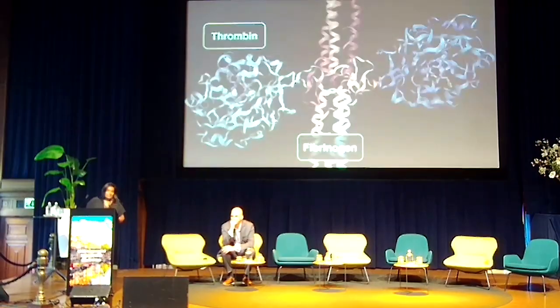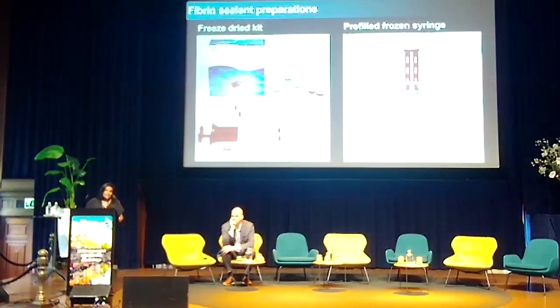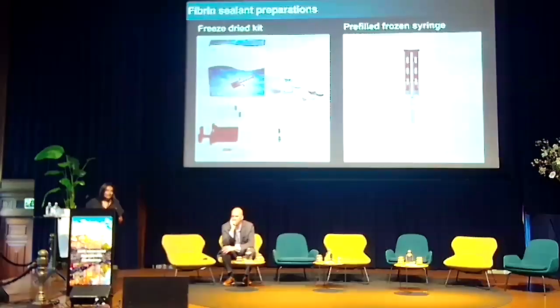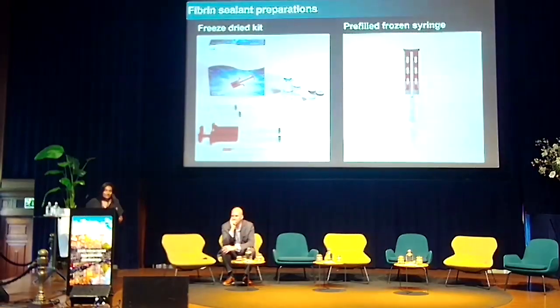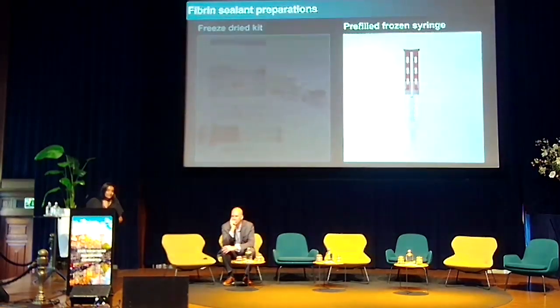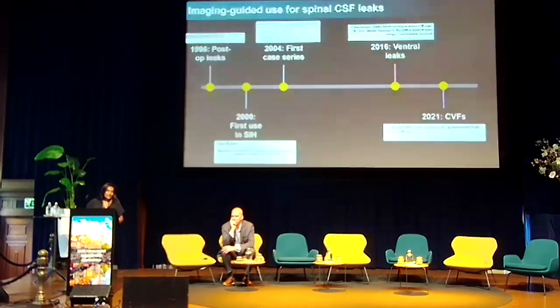Okay, so fibrin sealant is basically mimicking the end product of the coagulation cascade, and thrombin acts on fibrinogen with the help of factor 13 to form a meshwork, basically. And that meshwork acts as a sealant. And this is available in different preparations. I use the pre-filled frozen syringes. I find them easier, but they can be made up and reconstituted from scratch. They come in a variety of different sizes, depending on how much you're going to inject.